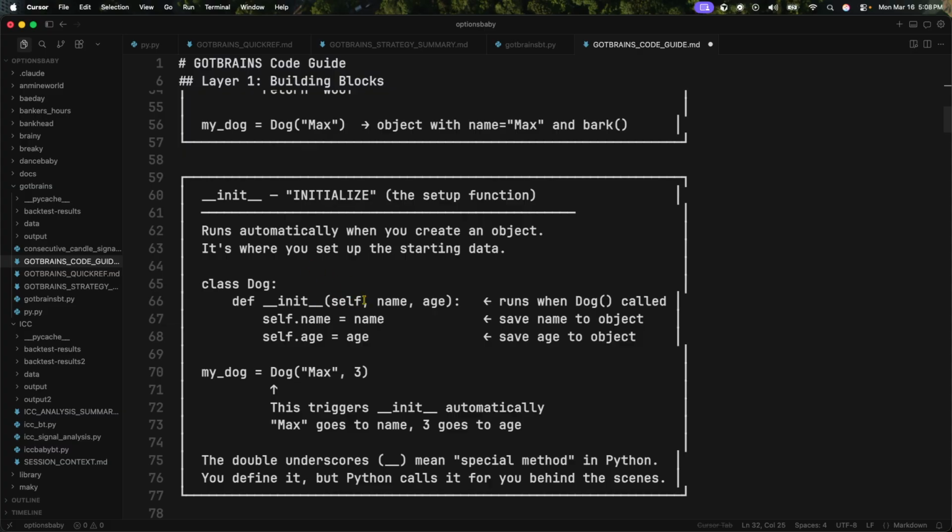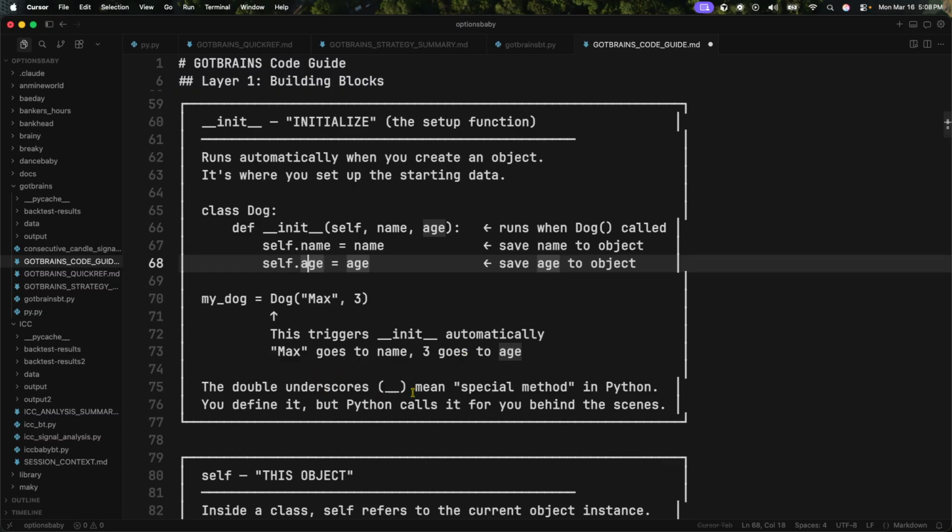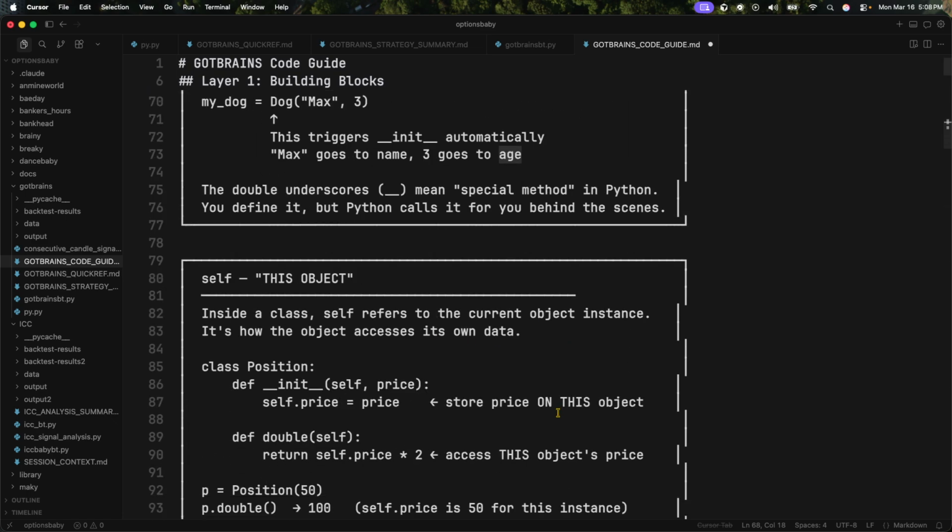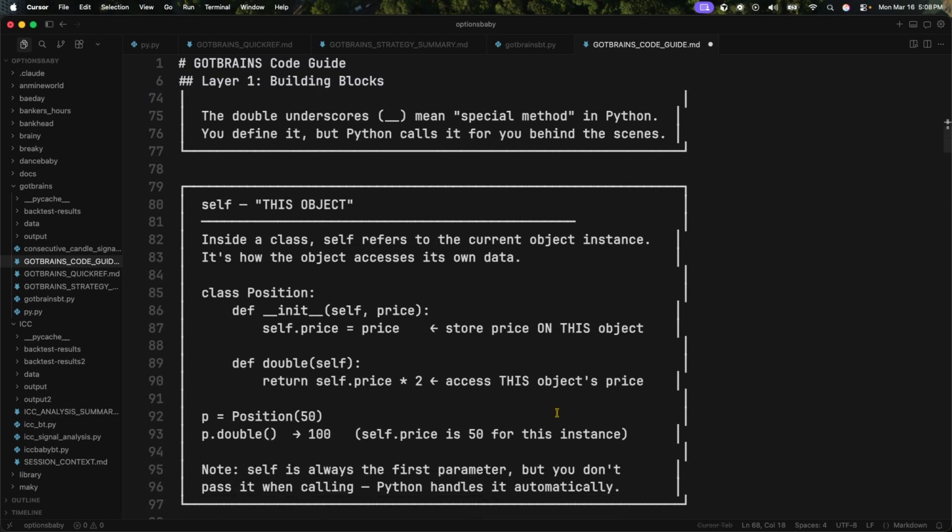The self is going to be the object, right? The name is going to be the parameter, and also age. So object is self, and name, that's what we want to name it. Like, all right, give me the name, the age, 3. So my dog is the output, right? It's the object. The dog is name, Max, 3. So the double underscores mean that it's a special method in Python: you define it, but Python calls it for you behind the scenes.